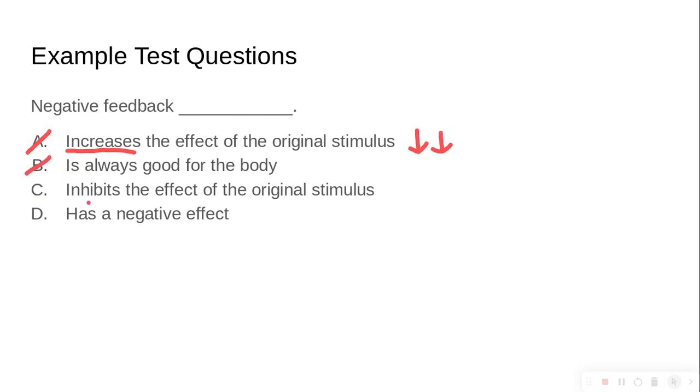C, inhibits the effect of the original stimulus. So let's say we have a decrease. Now we're inhibiting the effect. Here we were enhancing the effect, so it was in the same direction. So inhibiting the effect, we're going to go in the opposite direction here. We're going to increase it. We had a decrease. Now we have an increase. So this is going to be negative feedback. Our arrows are pointing in opposite directions. So this sounds like it is going to be our answer.